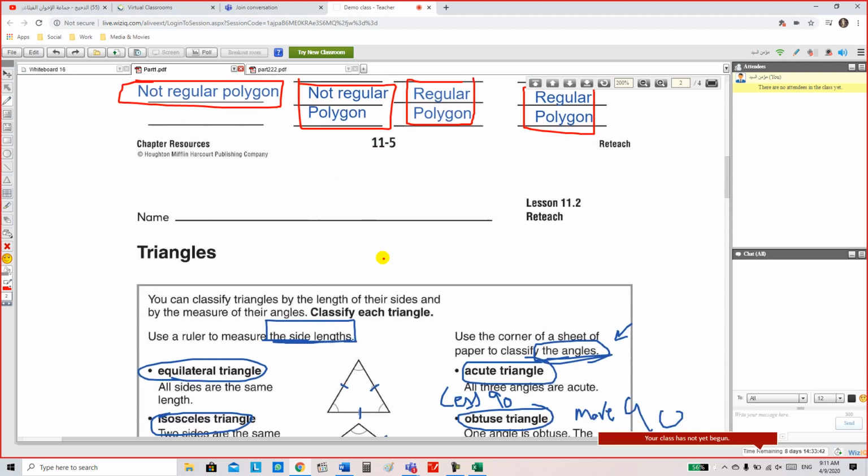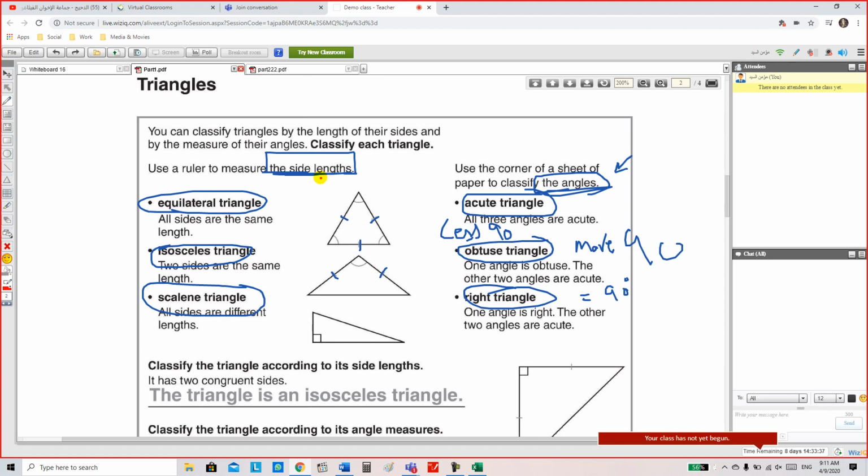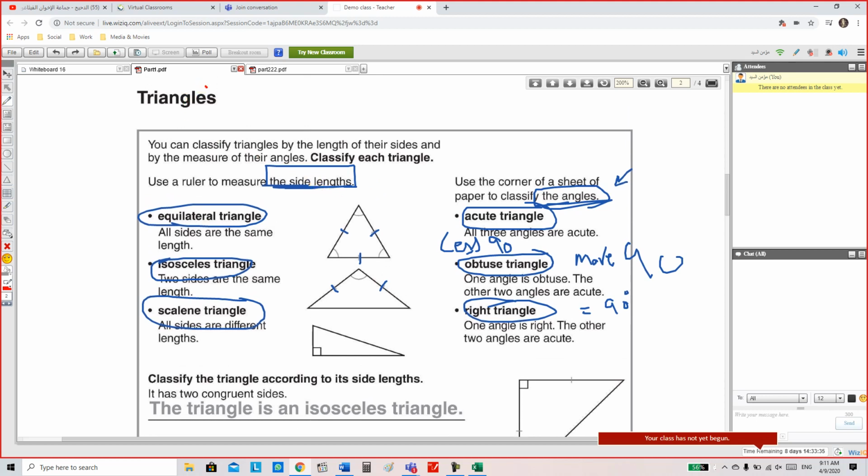Okay, the next page. We want here to classify triangles according to side length and according to angles. According to side lengths, we have 3 types of triangles: equilateral triangle if we have 3 sides equal, isosceles triangle if we have 2 sides equal, scalene triangle if we have no sides equal.